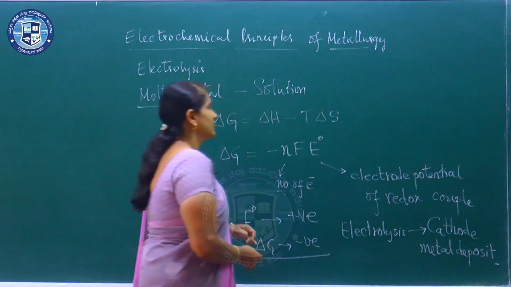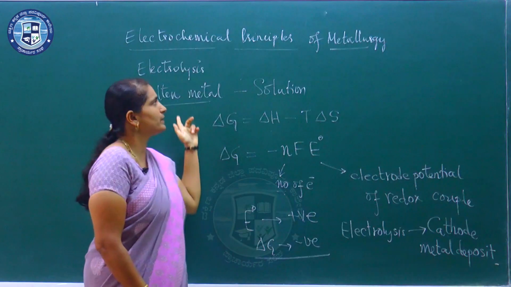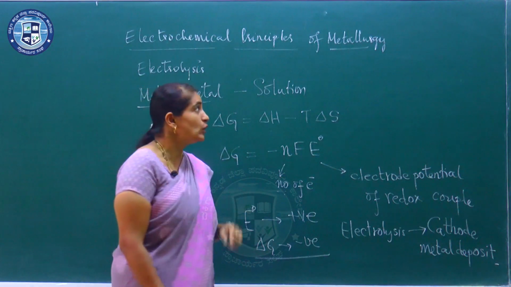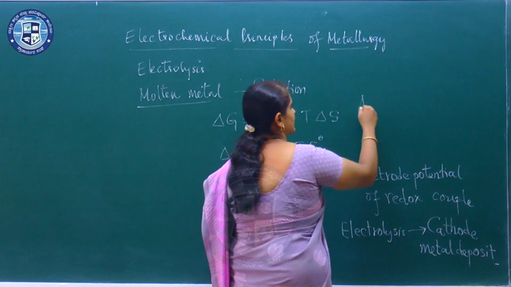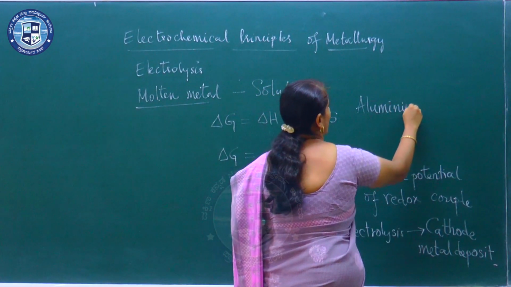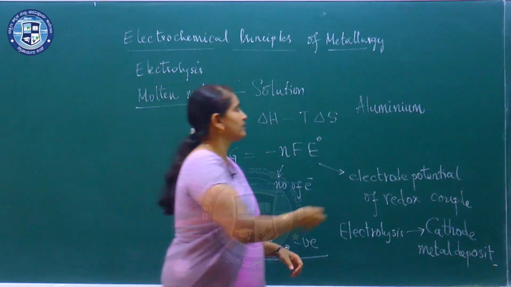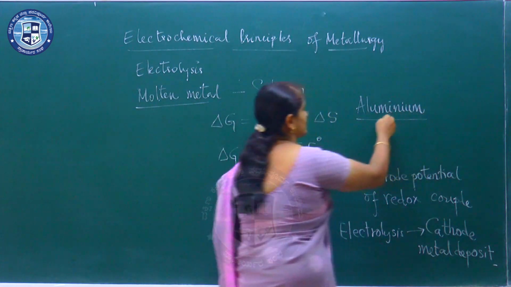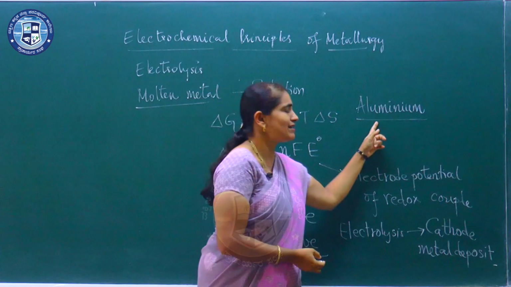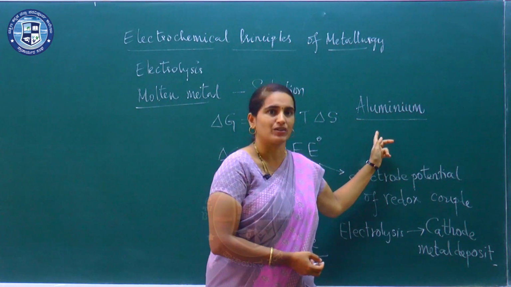Okay, this is regarding certain things on electrochemical principles of metallurgy. You have been given an example of aluminium. We can extract aluminium from molten bauxite, or you can take it as molten alumina, and we end up with aluminium. So let us see the extraction of aluminium, which is also called the Hall-Heroult process.